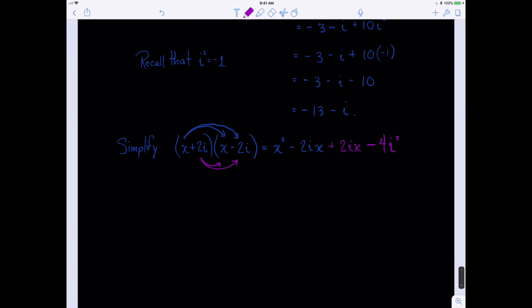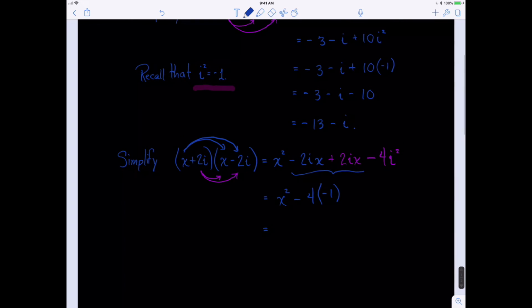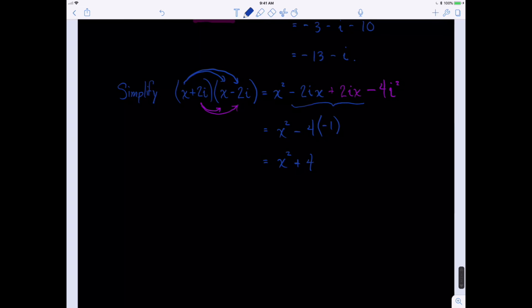Okay, now we can go and clean this up. So here I have an x squared. But look at these. These are opposites. Remember, opposites just add to 0, so there's no middle term anymore. So now I have minus 4 times i squared, but let's use the fact from up above that i squared is negative 1. So negative 4 times negative 1. This is x squared plus 4. x squared plus 4.